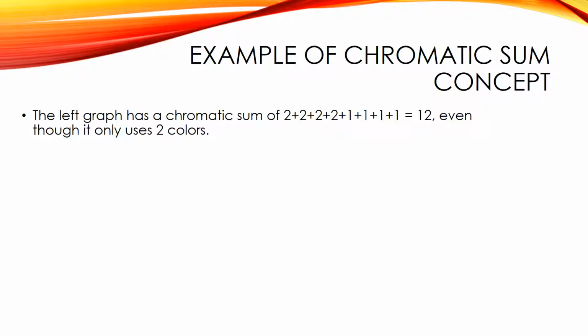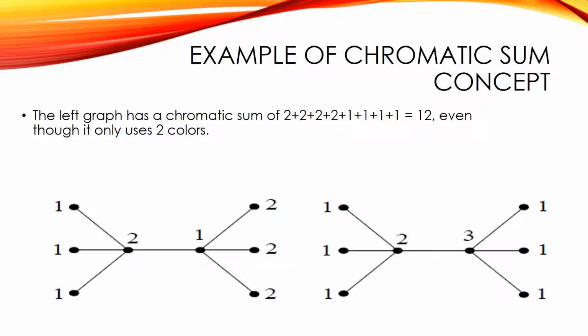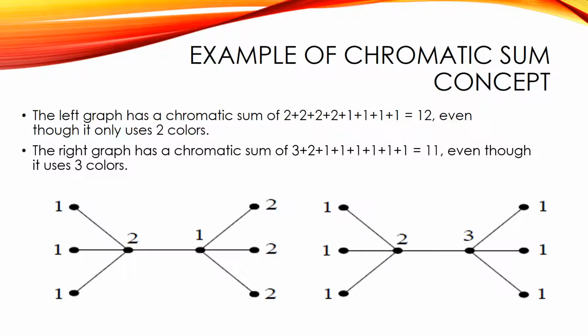So let's look at some simple examples of sum coloring. This graph on the left has a chromatic sum of 12. It uses two colors. The colors are 1 and 2, and again, instead of 1 and 2, we could use red and blue or green and black or whatever. And that 12 is simply 1 plus 1 plus 1 plus 1 plus 2 plus 2 plus 2 plus 2. The graph on the right uses three colors, but it has a lower chromatic sum, and this is key because the sum of 3, 2, and 6 ones is only 11. So even though it uses more colors, its chromatic sum is actually lower than that of the graph on the left.